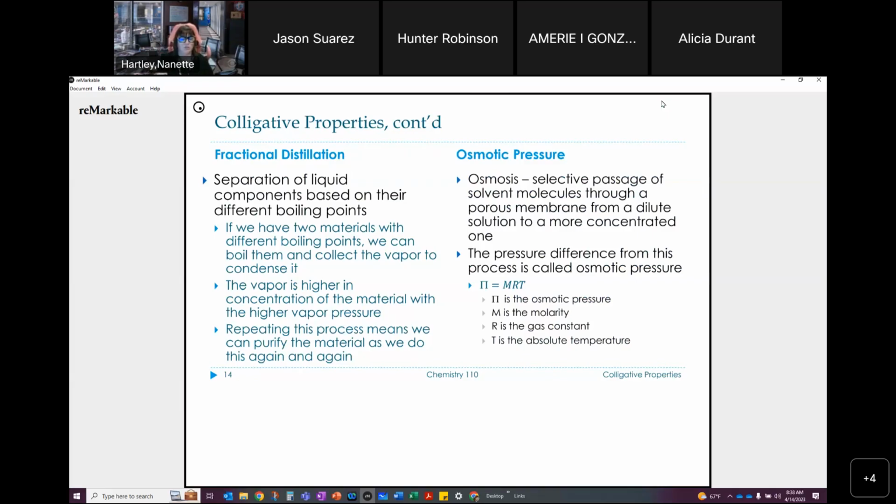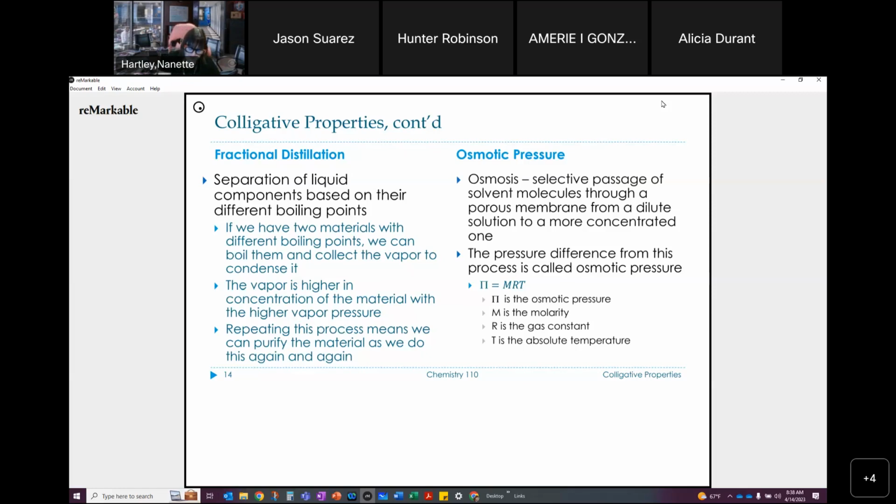This is actually done for most alcohols before they're sold to you, they're distilled. So that happens for most things. And I think it's a really interesting process. Okay. Now, other things. Osmotic pressure. Yay, osmotic pressure. So osmosis is the selective passage of solvent molecules through a porous membrane from a dilute solution to a more concentrated one. Okay, that's my dictionary definition of osmosis.